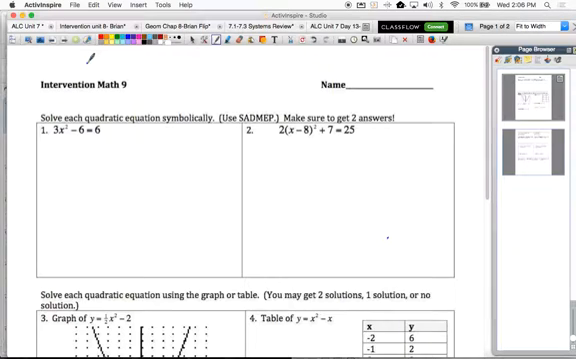So we've got some symbolic SAD-MEP type problems here where we are solving for x using our reverse order of operations. And so you guys know how to do this. Let's go ahead and get it done. So we're going to first undo any subtracting or adding. So we're going to undo the minus 6 by adding 6 to both sides. Bring down what's left. We got 3x squared equals 12. And we'll go ahead and undo the multiplication of 3 by dividing both sides by 3. Bring down what's left. We've got x squared equals 4.